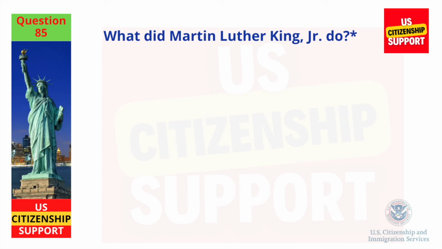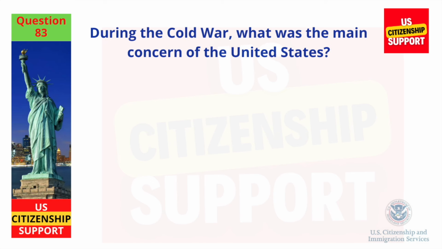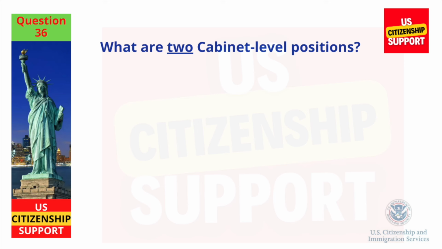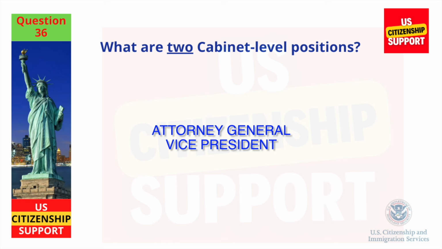What did Martin Luther King Jr. do? Fought for civil rights. During the Cold War, what was the main concern of the United States? Communism. What are two cabinet-level positions? Attorney General. Vice President.